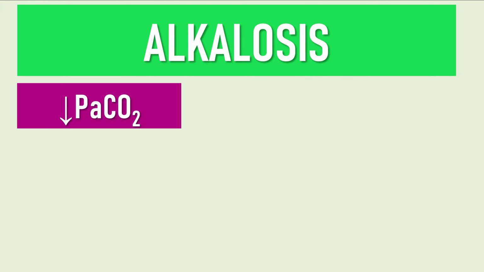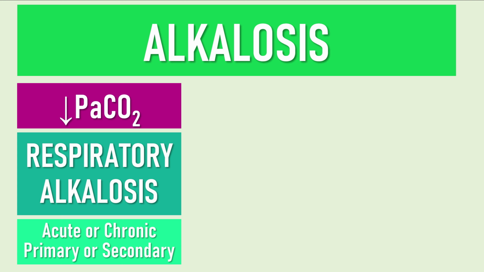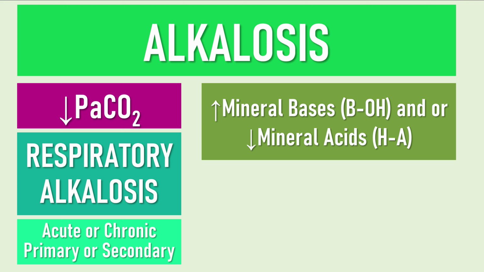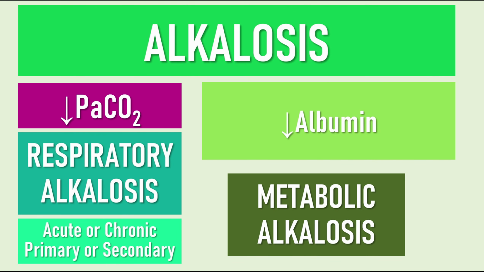If the pH is greater than 7.5 and the PaCO2 is low, the patient has respiratory alkalosis. This may be acute or chronic, primary or secondary. If there is an increase in mineral base activity and/or a reduction in mineral acid activity, then we call this a metabolic alkalosis. Metabolic alkalosis may also occur due to a reduction in serum albumin.